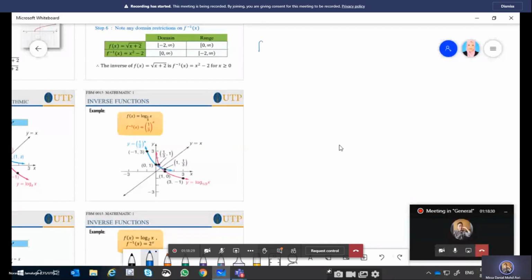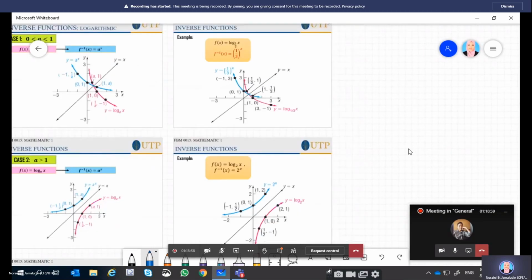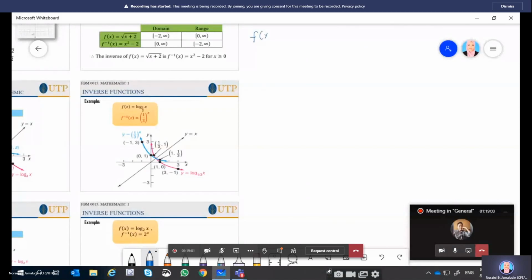I take the second case here where the base is greater than 1 first. Later on we will look at case 1. As you can see here, the difference between case 1 and case 2: when the base is less than 1 and greater than 0, there is an intersection between f and f inverse function on the graph. If the base is greater than 1, there is no intersection. Now the function f(x) given is log x with base 2. Find the f inverse function.